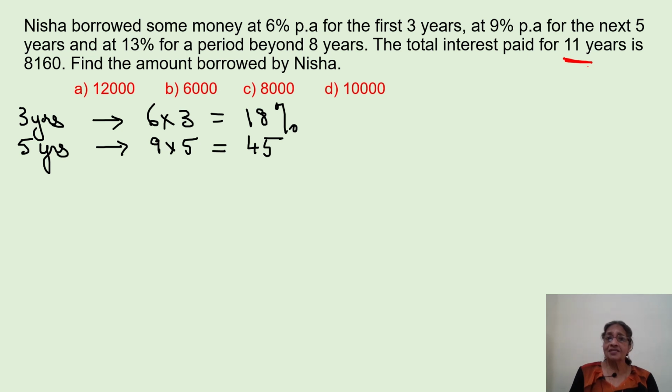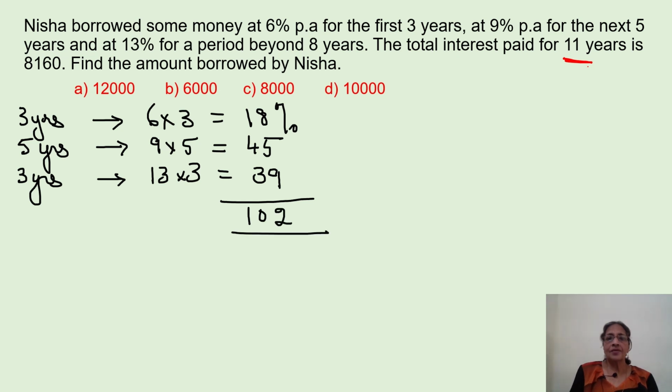Now beyond 8 years, we need 11. So 11 minus 8, you would be left with another 3 years. For the next 3 years, it is going to be at 13%. So now this comes out to be 102%. Now we have got the total interest. So if the principal is 100, the interest would be 102.